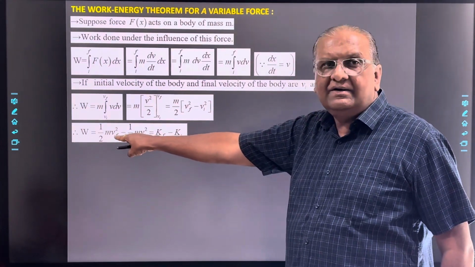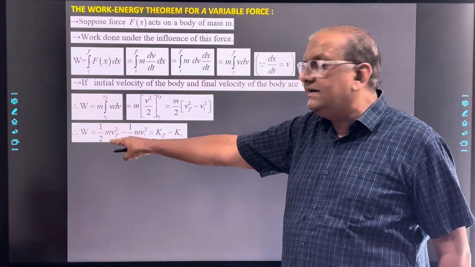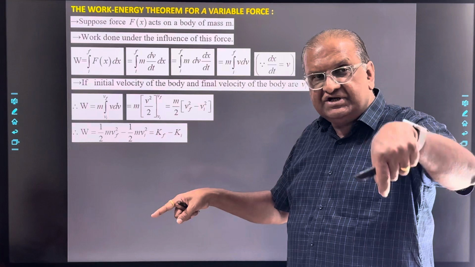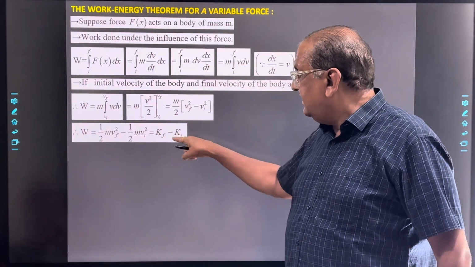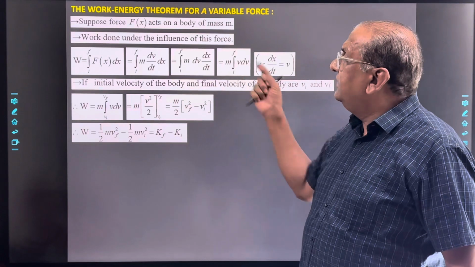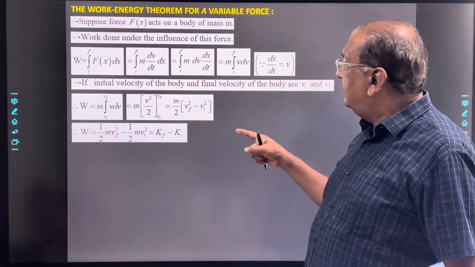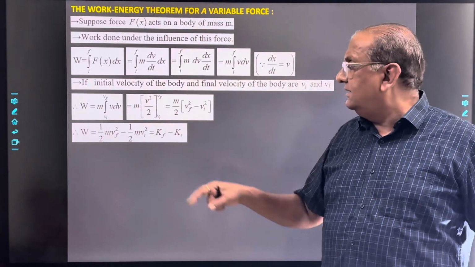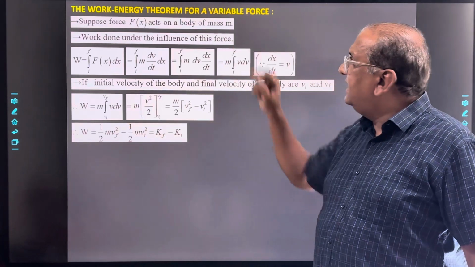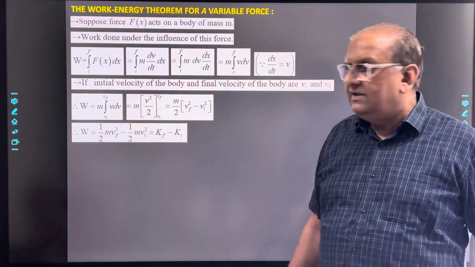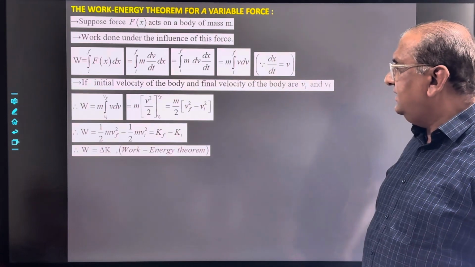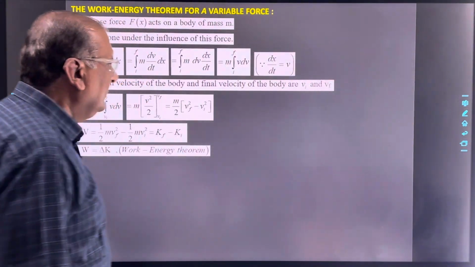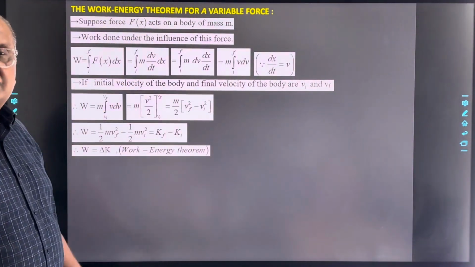Half m vf square is the final kinetic energy, because this is the final velocity. Half m vi square is the initial kinetic energy, that is Ki. So resultantly, the work energy theorem for the variable force is also the same thing. The net work done by the given force is equal to the change in kinetic energy, right? So this is the work energy theorem for variable force, in the same form.